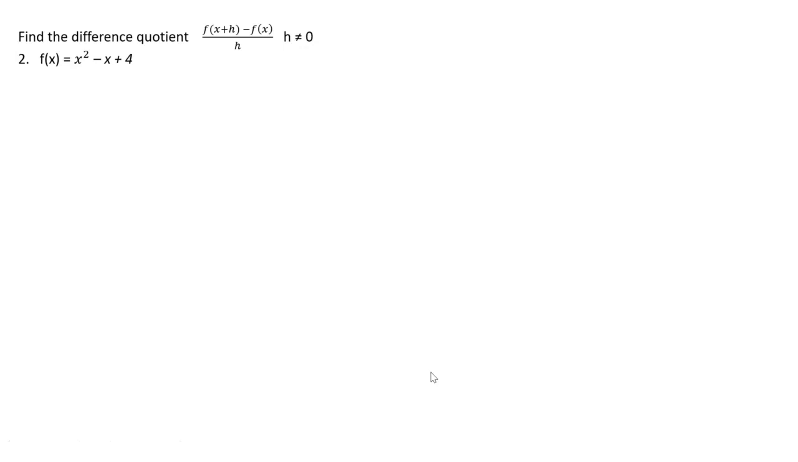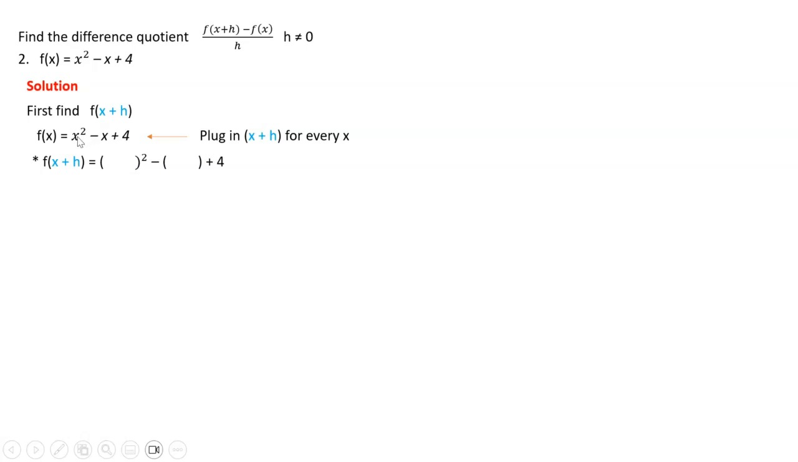Number 2, we're trying to find the difference quotient of the function x squared minus x plus 4. Solution: we're going to do it in 3 steps. My first step, we have to find f of x plus h, which means I'm going to plug in x plus h for every x, also for the x in the minus x. Then I have to evaluate x plus h squared, which gives us x squared plus xh plus xh plus h squared.